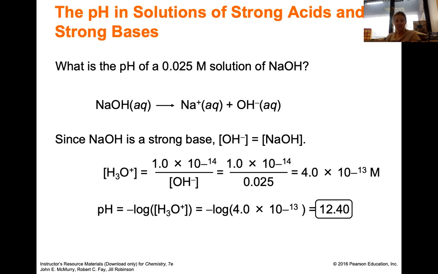solution. In order to do the pH, you want to get the H3O plus. So Kw divided by OH minus gives you the hydronium ion concentration. Then you'll take the negative log. We have 2 sig figs in our concentration, therefore we'll have 2 sig figs to the right of the decimal, and the pH will be 12.4.